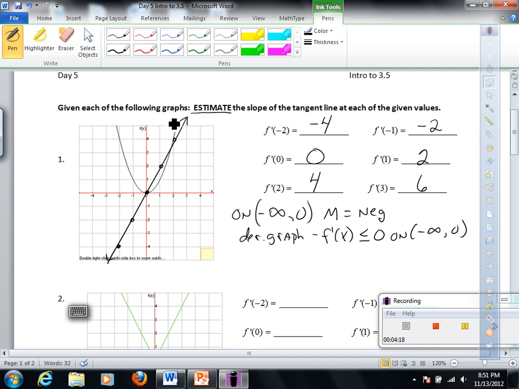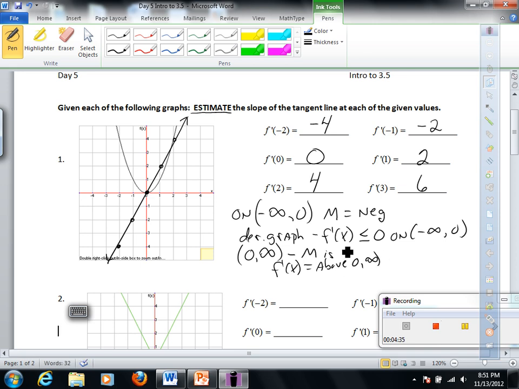This parabola is increasing from 0 to infinity, so that means that slope is positive. What does that mean for you? My derivative graph should be above the x-axis from 0 to infinity.